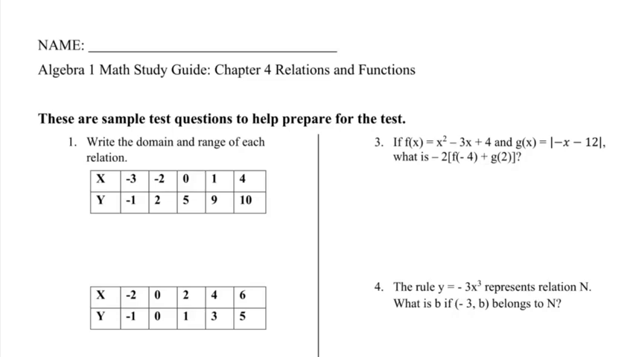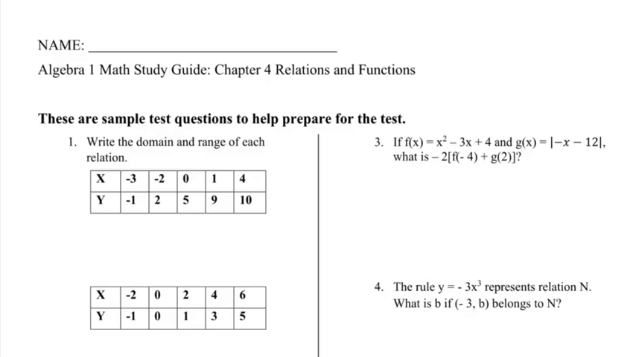Chapter Review Study Guide. This is going to cover problems related to relations and functions. So question 1, write the domain and range of each function. Just a reminder that the domain is always your independent variable, or in this case, our x coordinates, and our y is our range, which would be our dependent variable.